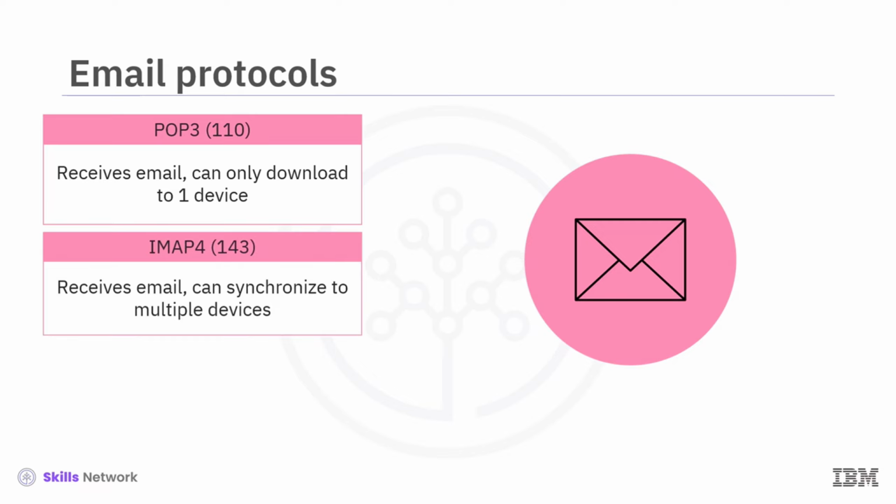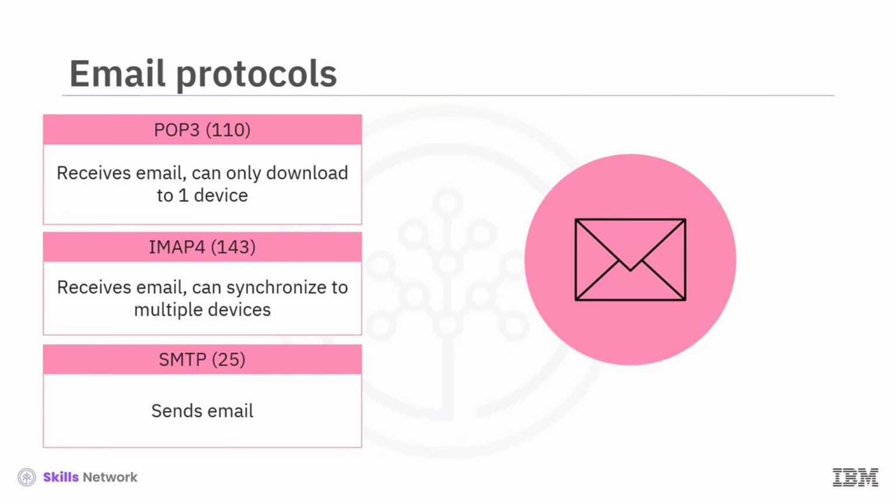Internet Message Access Protocol version 4, or IMAP4, is a protocol responsible for receiving email. With IMAP4, email is stored on the server and synchronized to multiple devices, like laptops and mobile phones. The default port for IMAP4 is 143. And Simple Mail Transfer Protocol, or SMTP, is responsible for sending email. The default port for SMTP is 25.